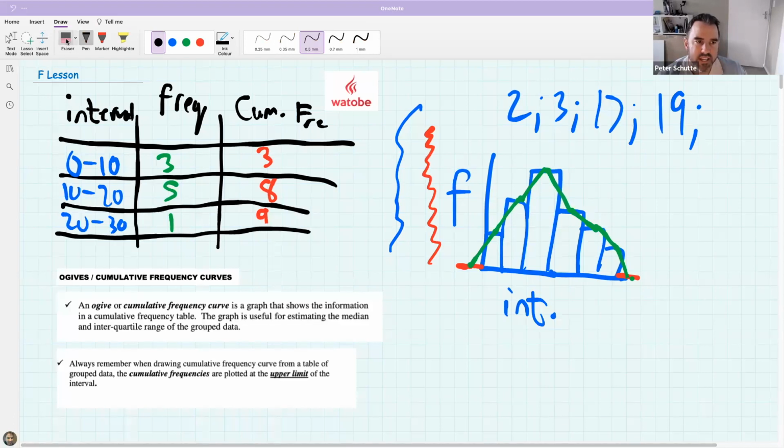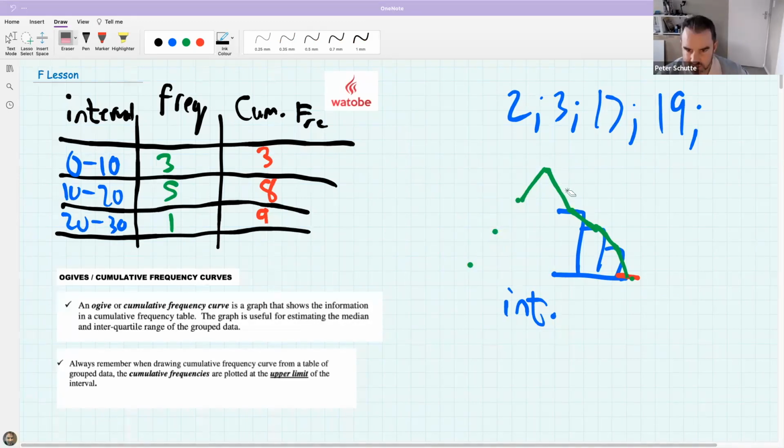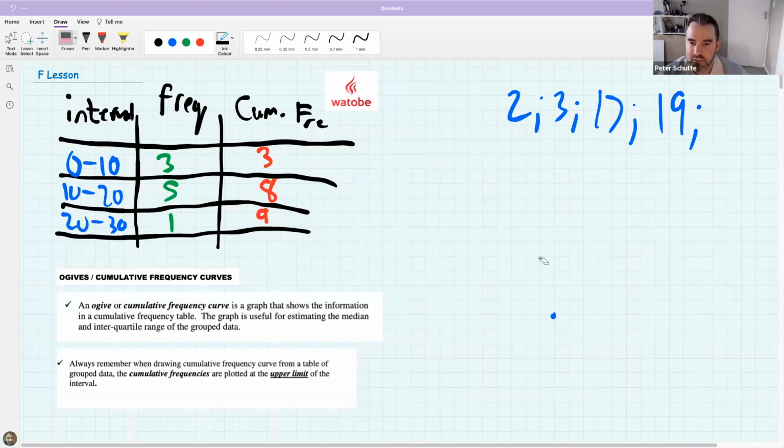All right. Now if you don't, what I would recommend is you go back and watch the previous video just so that you cement that idea. Today's lesson is not going to focus on those 2 graphs. It's going to focus on a graph called the ogive, or the cumulative frequency curve.